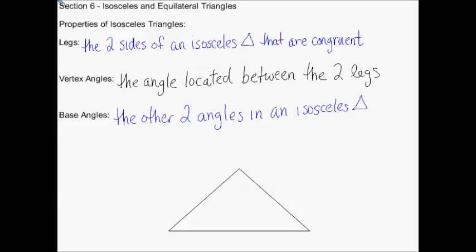All right, so talking about an isosceles triangle, and remember that in an isosceles triangle, you have two sides that are the same length. Now, the legs of an isosceles triangle are these two sides that are the same length. And it doesn't matter how the triangle's rotated or flipped, the legs are the congruent sides.